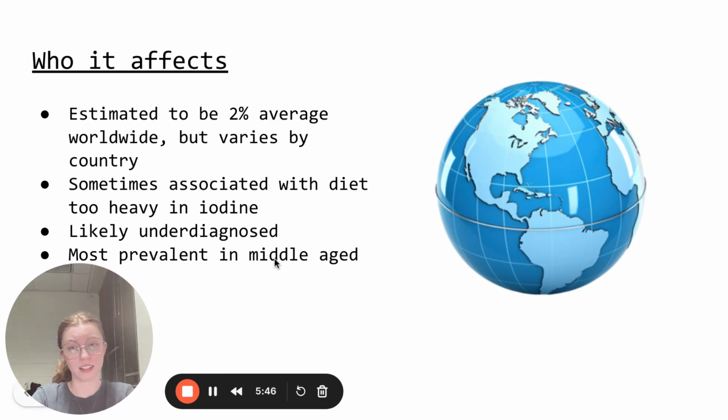Who does it affect? It's estimated to be about 2% of people worldwide. That's an average. It varies by country. You're more likely to see it in more prosperous, more hygienic countries, the same way you're more likely to see something like allergies. But it's not too huge of a difference. It's sometimes associated with a diet that has an excess of iodine, but that link is also, again, very small and not very fully understood.